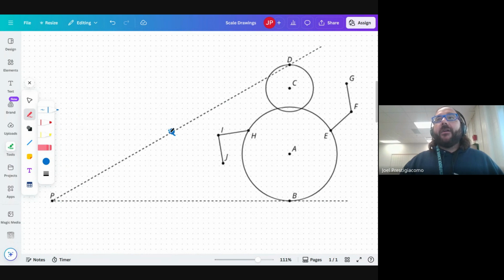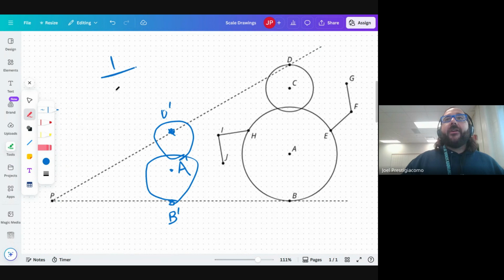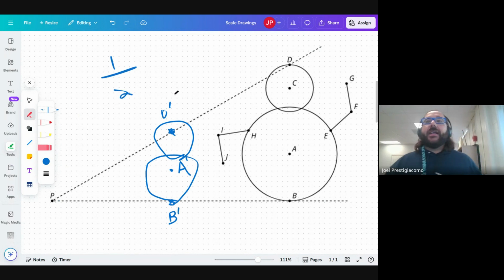So this would be, for instance, D prime. We could have B prime. We have A prime. We draw it back. And we can start to see this idea of where these points are going to lie. Not perfectly, but if we wanted 1/2, it would be half the distance there. And again, it pulls back to some sort of common point.